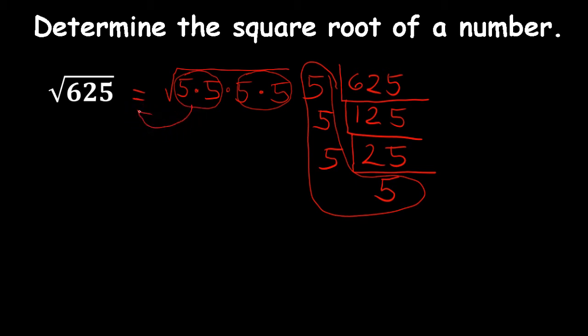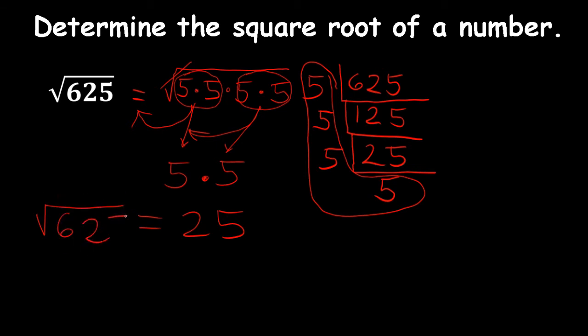So 5 and 5 can go outside. Also 5 and 5 can go outside. And we'll take only one 5 in each pair, so 5 from here and another 5. Then we will multiply that. 5 times 5 is 25. Therefore, the square root of 625 is 25, because 25 squared is 625.